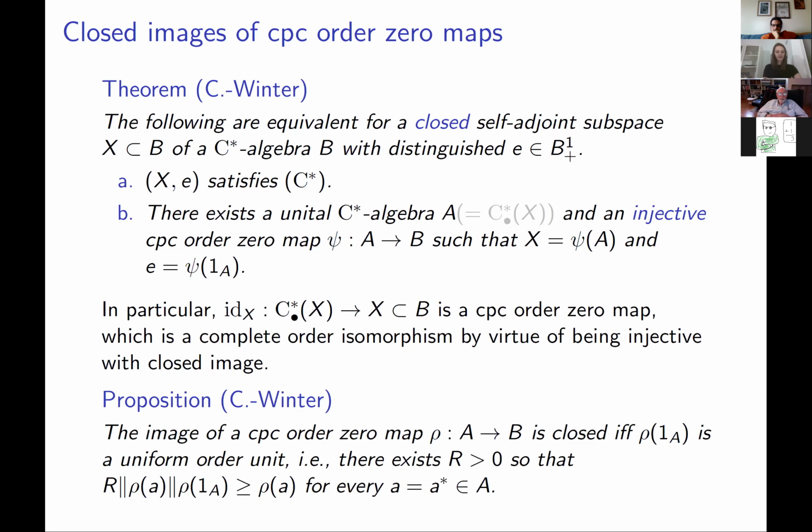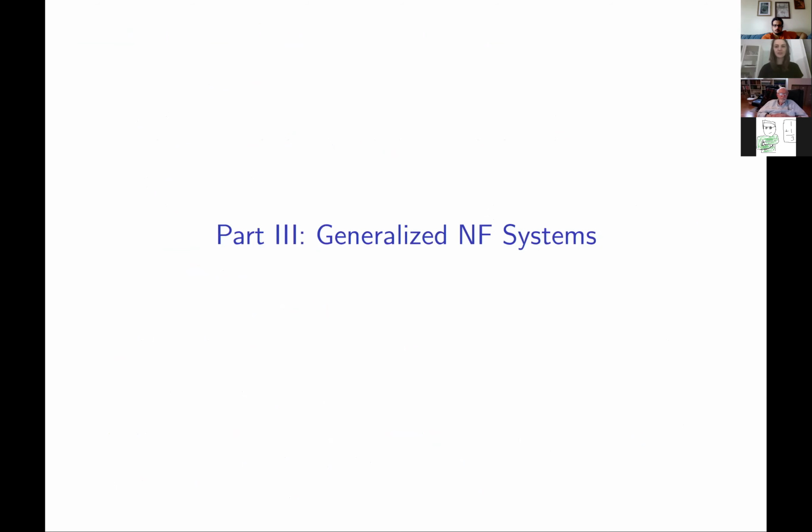And just a quick fun note here is that we can actually do a little bit more. By closely examining what happens to the image of the unit, we can tell whether the image of a CPC order zero map was closed. That's basically going to come down to the image of the unit not just being a unit, but actually being a unit in a very uniform way, sort of with respect to the norms of the elements in X. But I don't want to delay this too much because I want to actually get onto the upshot results instead of the fun technical stuff in between.